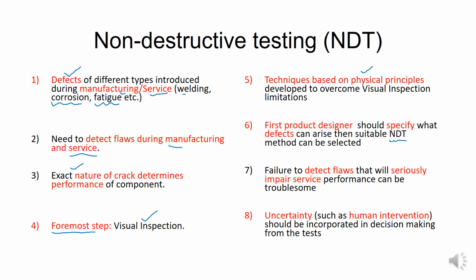If there is a failure to detect flaws, then that failure can lead to seriously impaired service performance, and that can also lead to the failure of the component, which can be an economic loss as well as can cost human lives. Uncertainties such as human intervention should be taken into consideration, because all these techniques are performed by technicians, so that factor should be taken into consideration.